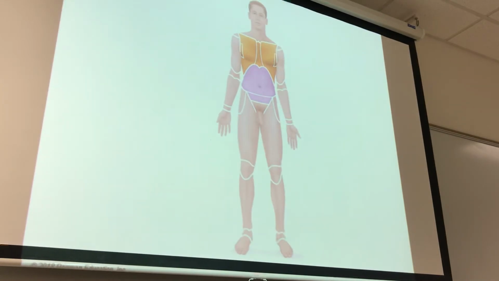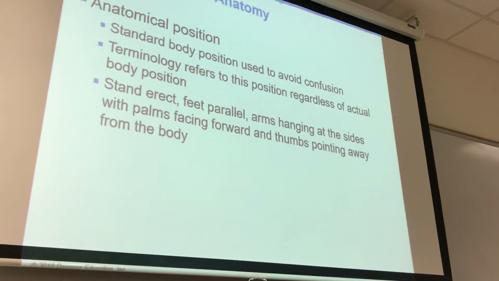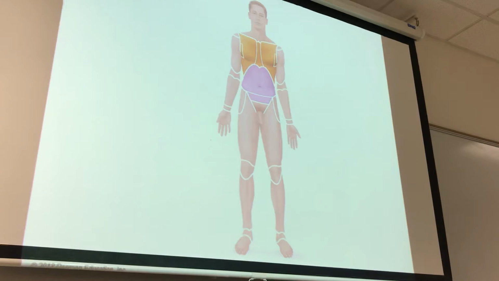When we think about anatomy language, we always start with the concept of anatomical position. And this guy is in anatomical position. His hands are down by his side, his palms are forward, toes are facing forward. We refer to this as anatomical position. This is utilized in order to better understand some of the directional terminologies and things of that nature.